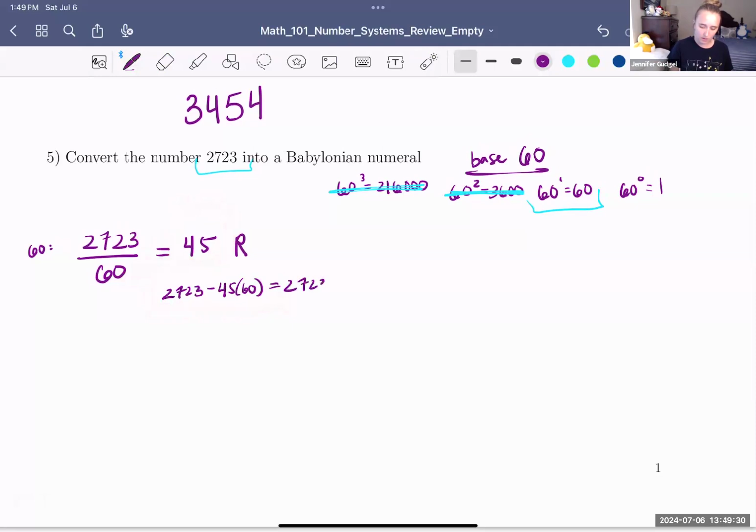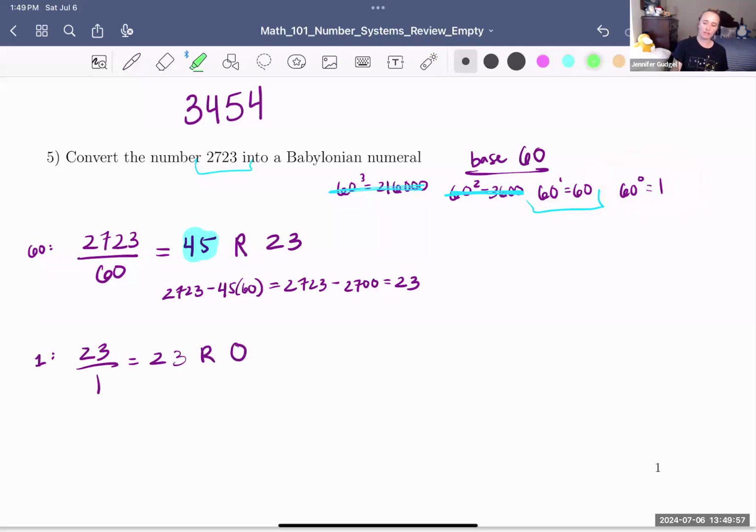So 45 times 60 is 2,700. And if I subtract those, I get 23. That is my remainder. So that's my number of groups of 60. And then I would move on to the next place value, which is the ones place. With the ones place, you don't actually have to write out this step because as soon as you move on to that place, that 23 is the value that ends up going into that ones place. If there had been a third place value we were looking at, we would need to continue to carry it as we went. All right, but in this case, it's 45 and then 23.